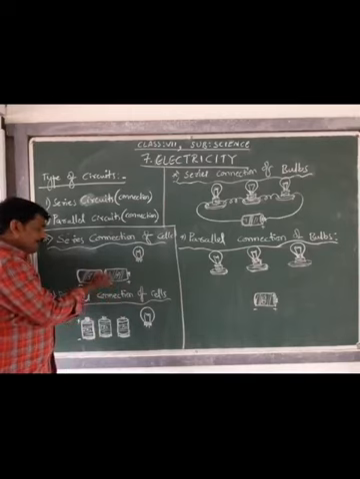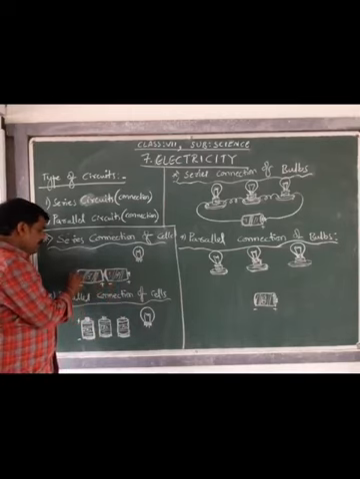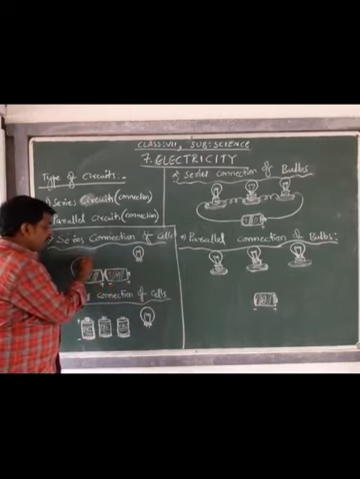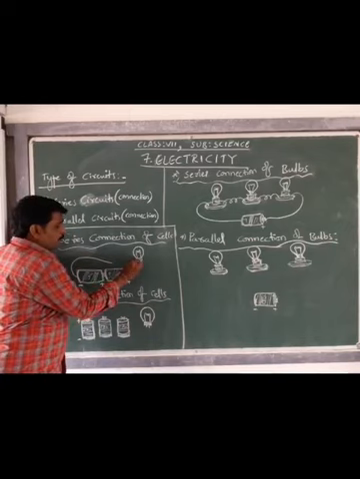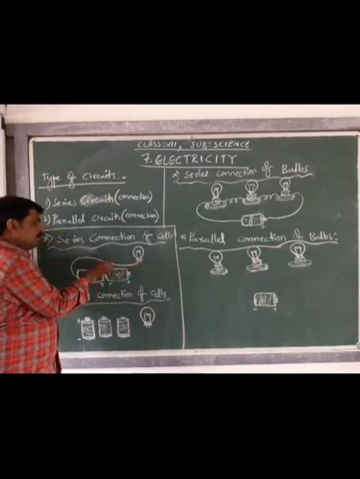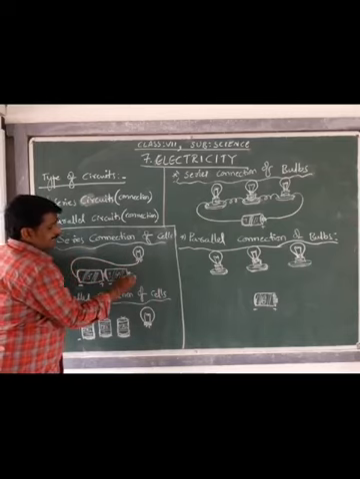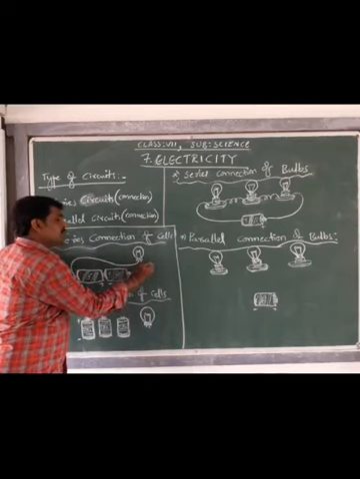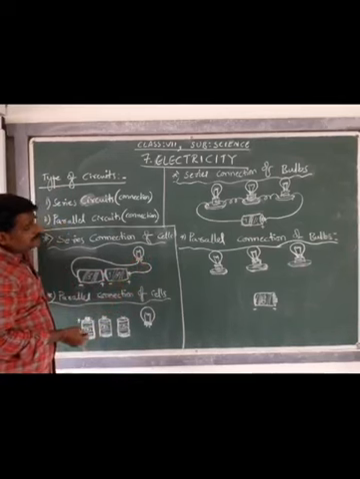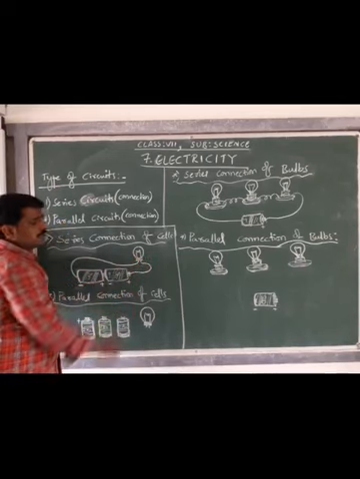Now, in this connection, what will happen? One node of a bulb is connected to the negative terminal of these cells, and another node of the bulb is connected to the positive terminal.